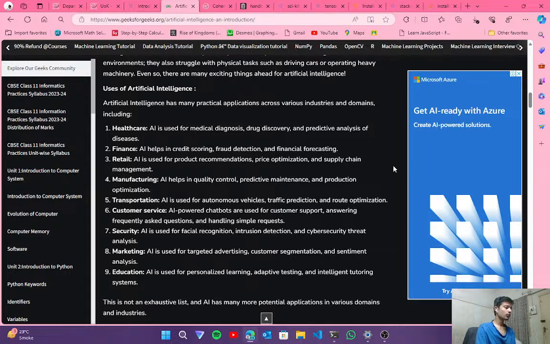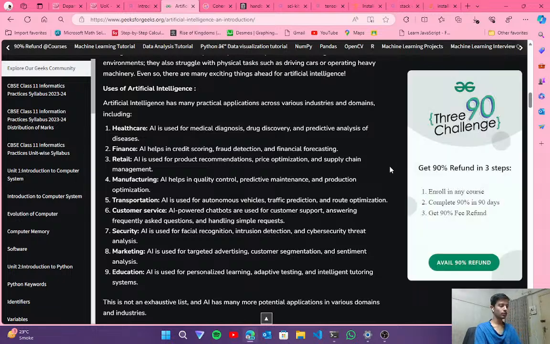Transportation. AI is used for autonomous vehicles, traffic predictions, and route optimization. Traffic predictions are used, for example, in signals, and can optimize whether the signal stays open longer based on traffic. It can also be used in route optimization. The best example will be Google Maps, which routes you according to the traffic jams and all.